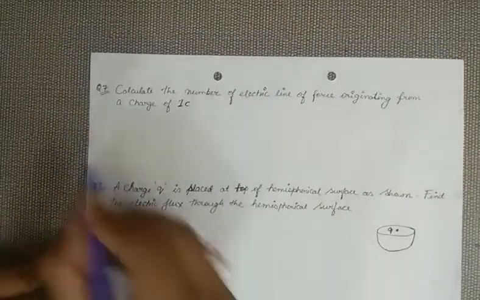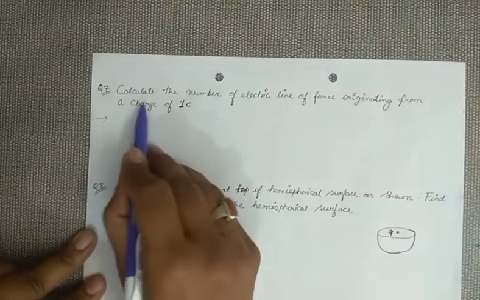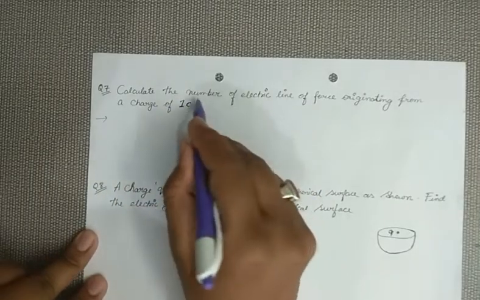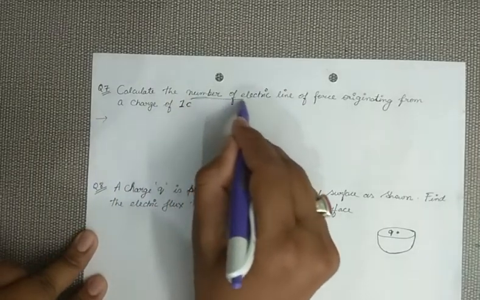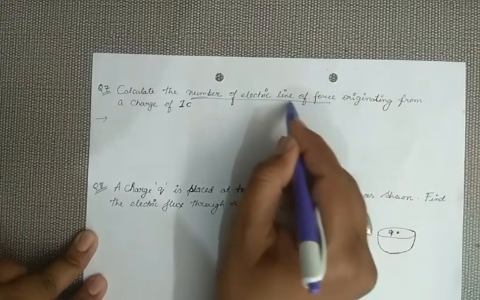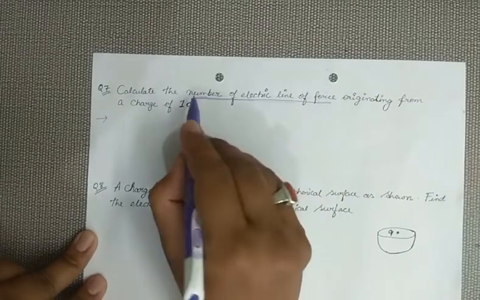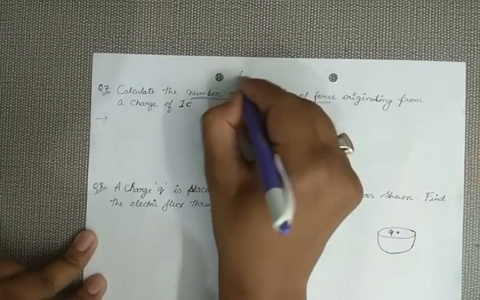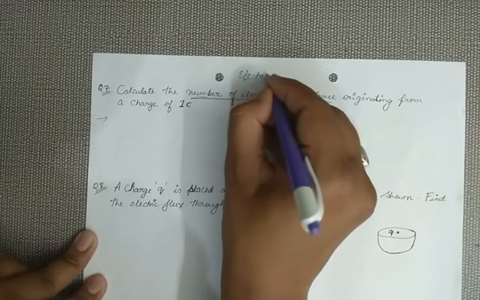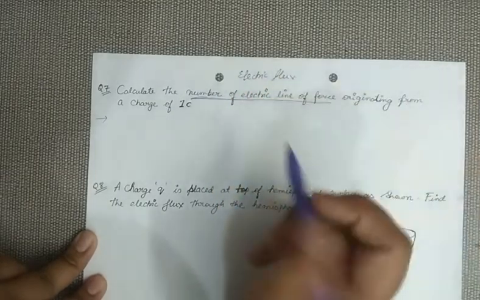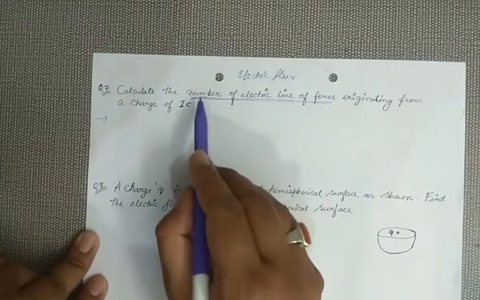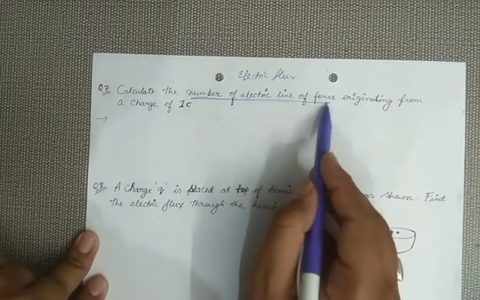Let's move to the next question. Calculate the number of electric field lines. Now what do you understand by this term, the number of electric lines of force? Try to remember this meaning. The complete meaning of this sentence is electric flux only. In simple language I can say electric flux, or we can say the number of electric lines of force.